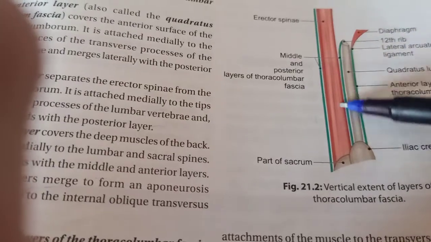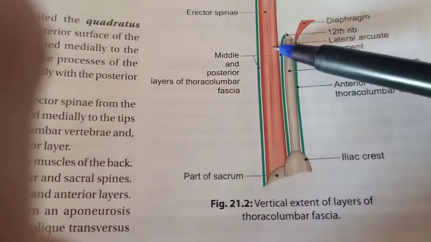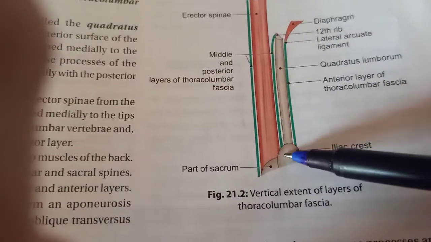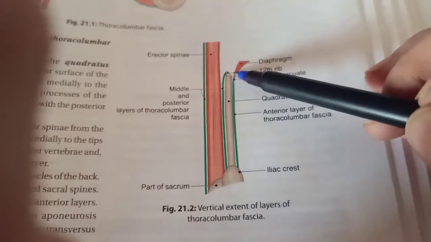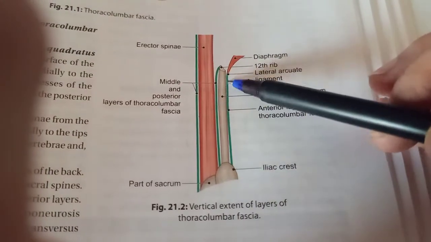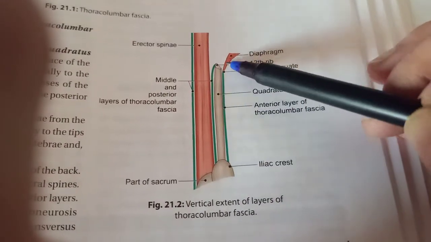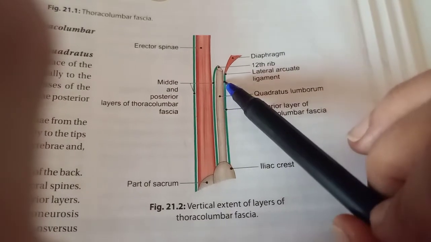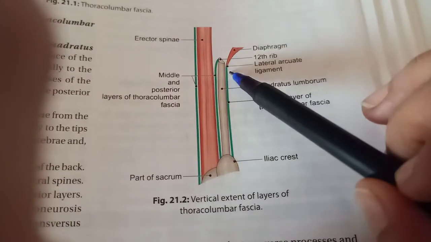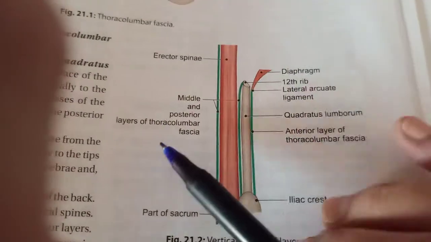Then the erector spinae muscle, then comes the middle layer. The middle layer superiorly is attached to the 12th rib, and inferiorly to the iliac crest. And we'll take the anterior layer. Below, it is also attached to the iliac crest, and superiorly it forms the lateral arcuate ligament, which gives origin to the diaphragm.